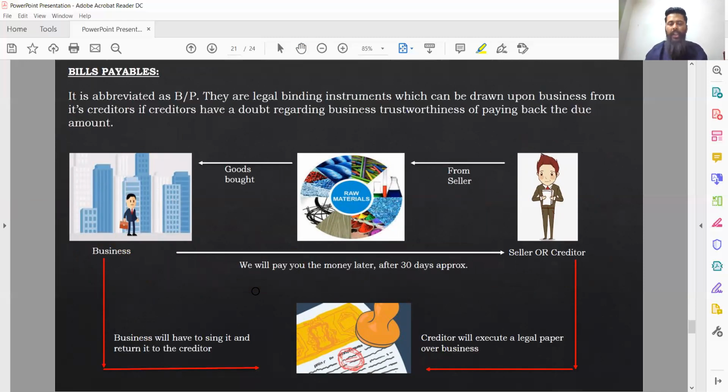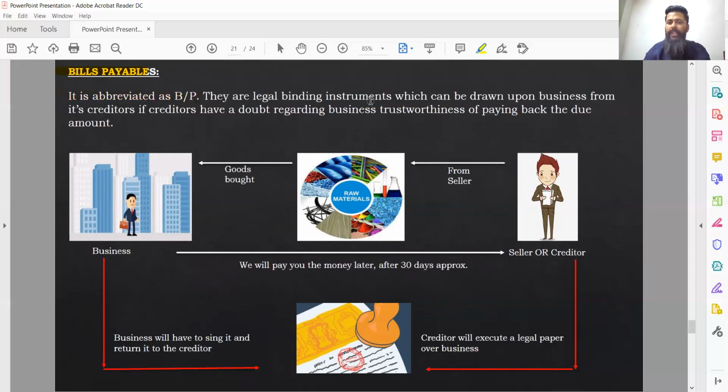See, in the situation of bills receivable, we were executing a BR over the debtor. Now the creditor is executing a legal paper over us. That is the basic difference between these two things. So what is the meaning of bills payable? In short, we write bills payable as B/P.